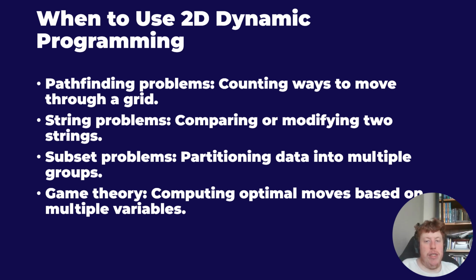2D DP is useful when a problem involves two dimensions of dependencies. Here are some common scenarios. Pathfinding problems, counting ways to move through a grid. String problems, comparing or modifying two strings. Subset problems, partitioning data into multiple groups. Game theory, computing optimal moves based on multiple variables.